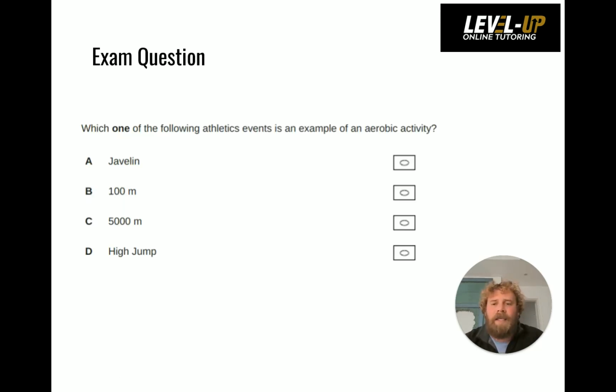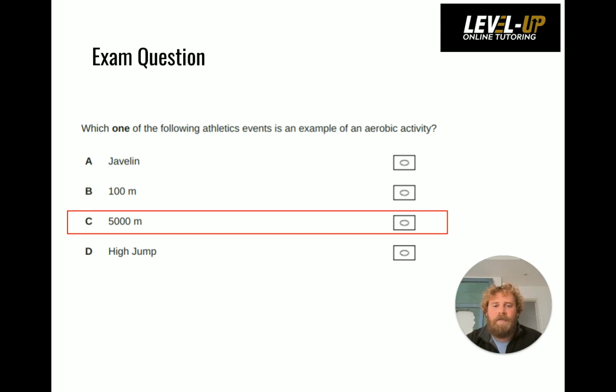Which of the following athletics events is an example of aerobic activity? We have the javelin, the 100-meter, the 5K, and the high jump. We've already talked about the 100-meter. The 100-meter is a short burst. The javelin is also a short burst, and the high jump would be a short burst of energy as well. So the answer is the 5K, or the 5,000 meter, because you're going to be using your aerobic system over a much longer period of time.